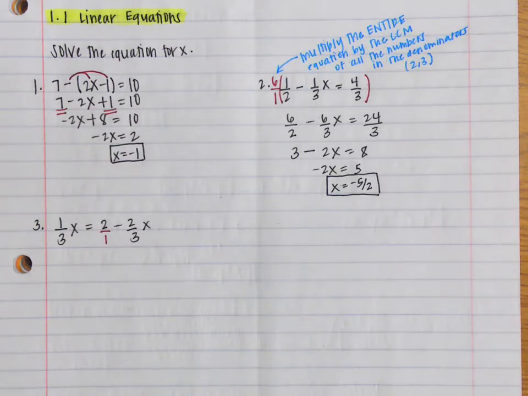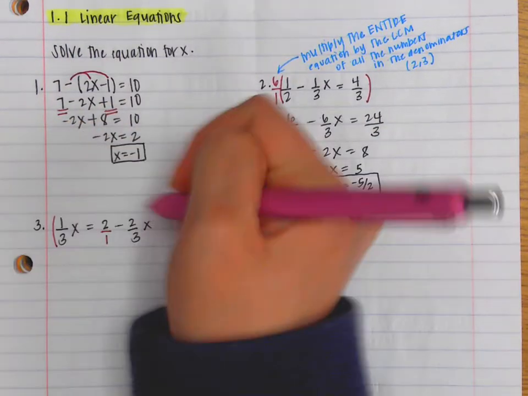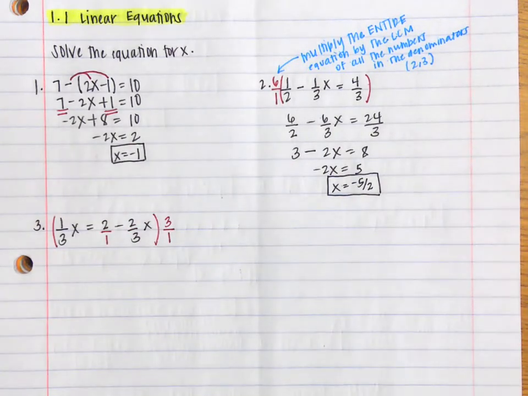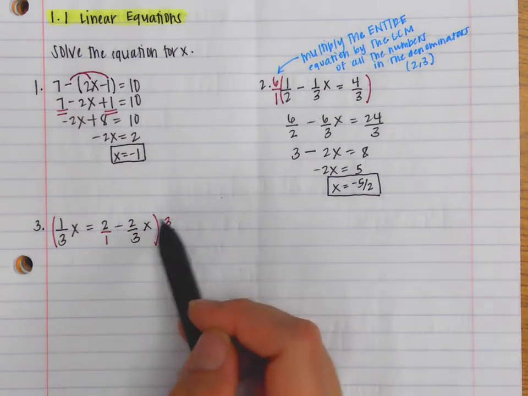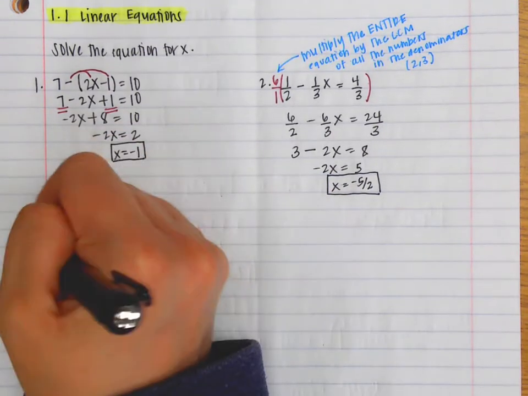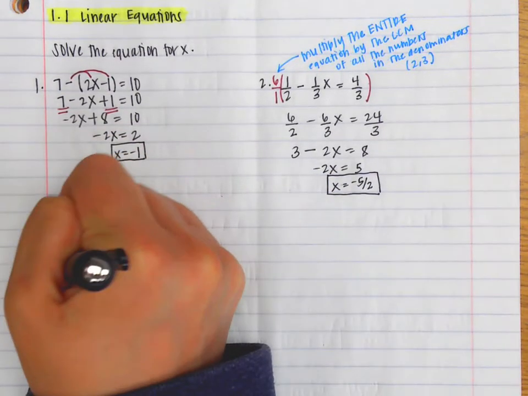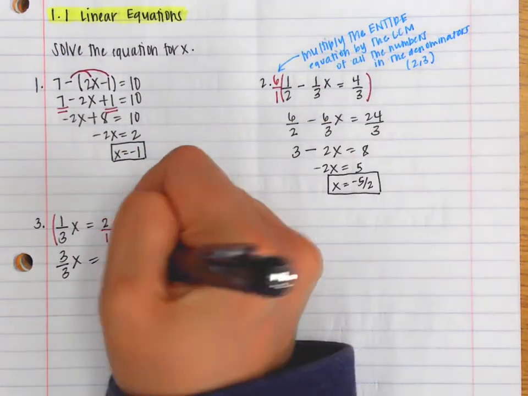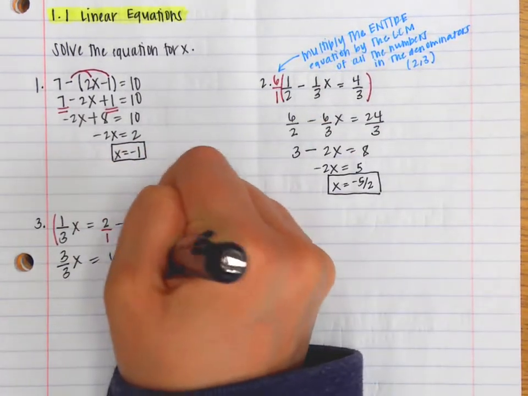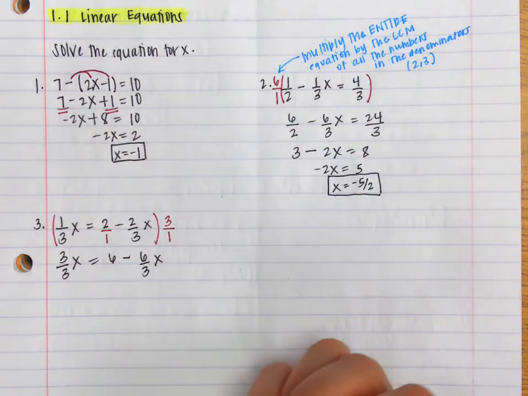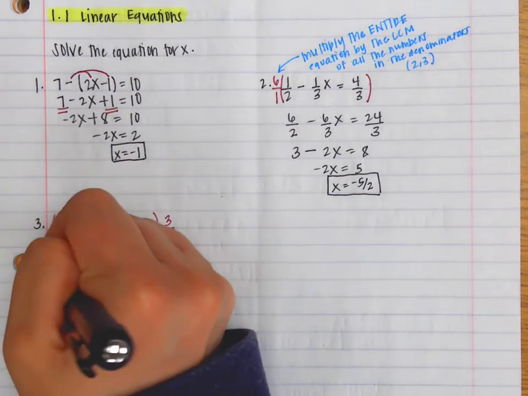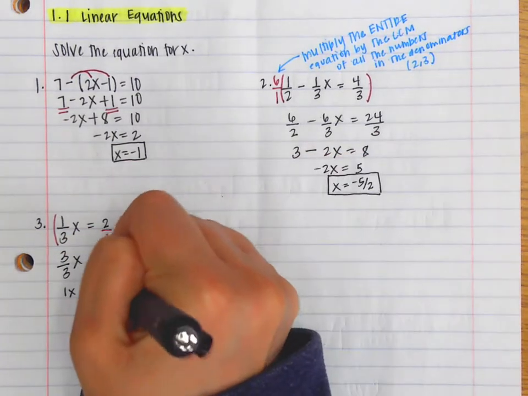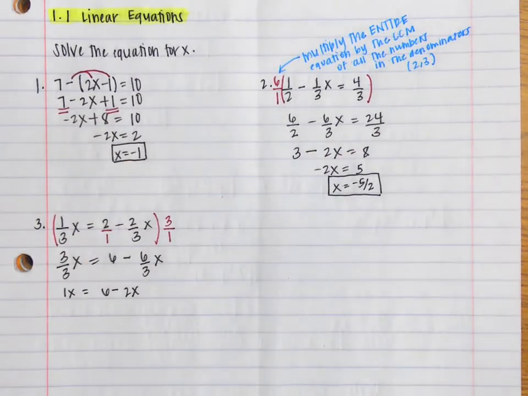So I'm gonna multiply my entire equation by 3 over 1. Again, I'm going to show you guys that extra step. So 3 times 1/3x is 3 over 3x equals 6 minus 6 over 3x. Okay, well 3 over 3 is 1x. 6 over 3 is 2x.